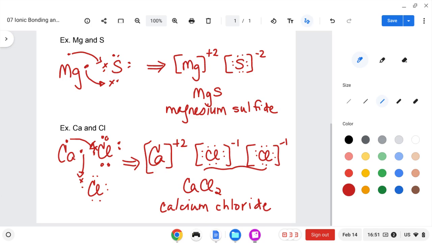So this is just a little overview, a little tutorial on bonding and just the basics of where we come up with the chemical formulas and the names. We'll look into the naming, the nomenclature, in a little bit more detail in a separate video.